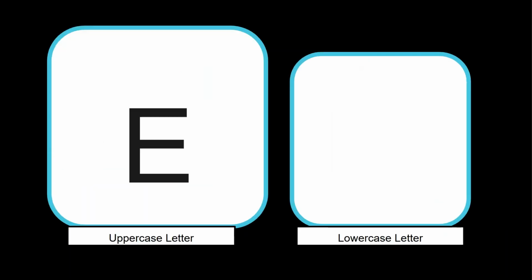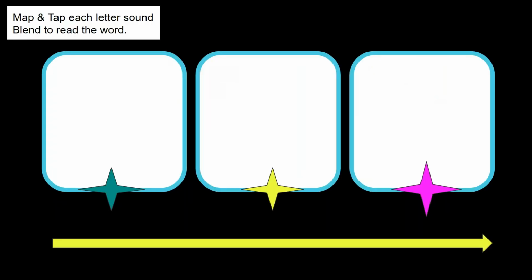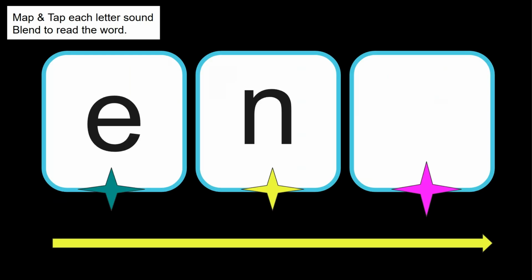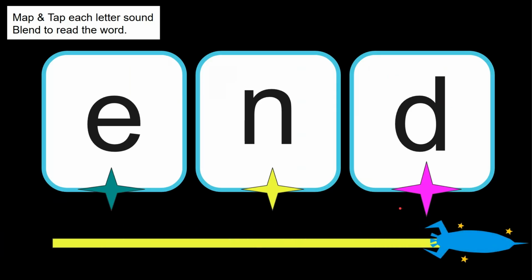Next we have the letter E. Now this is a vowel, so it's going to have two initial sounds. The first one you want to learn is the short vowel sound, and the sound is eh, just like in the word egg. The next is saying its name, eagle. That's the long vowel sound. Let's decode with that short vowel sound. Eh, n, d, end. Great job.